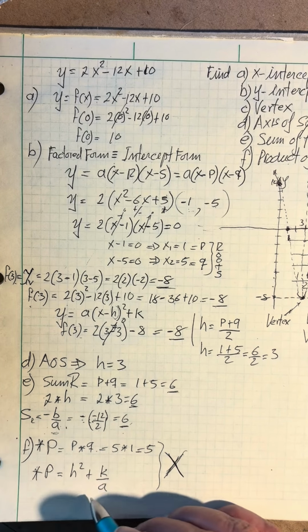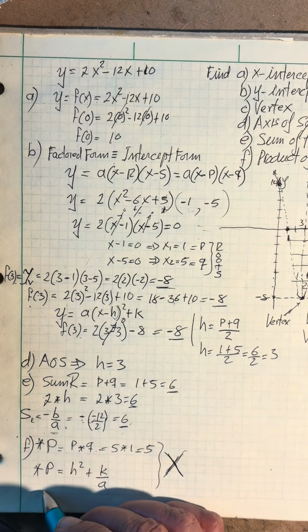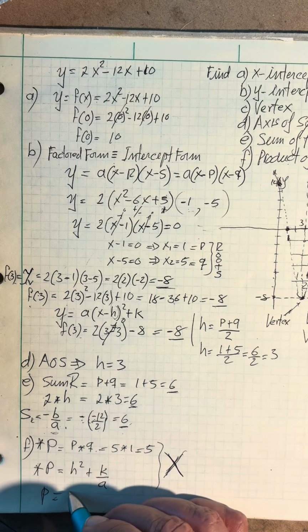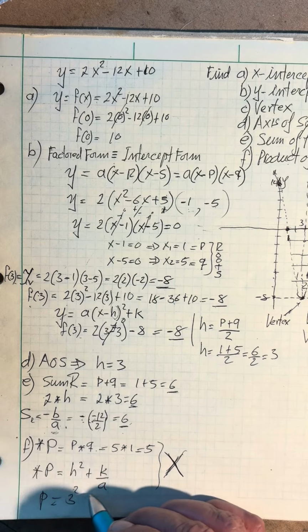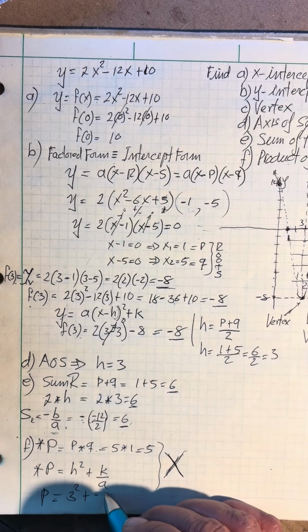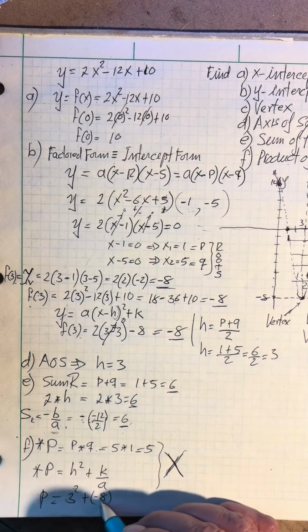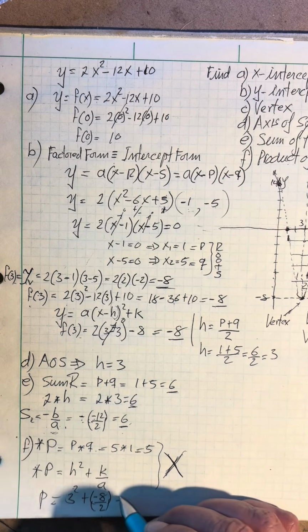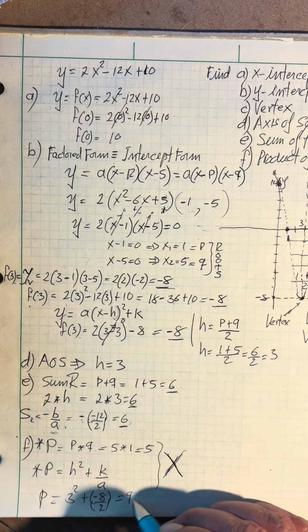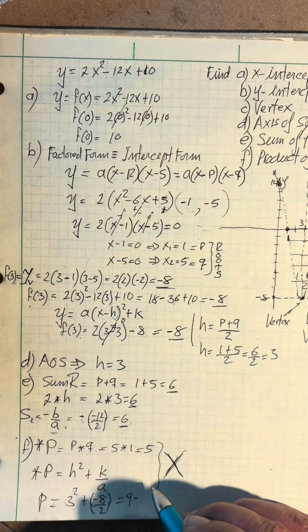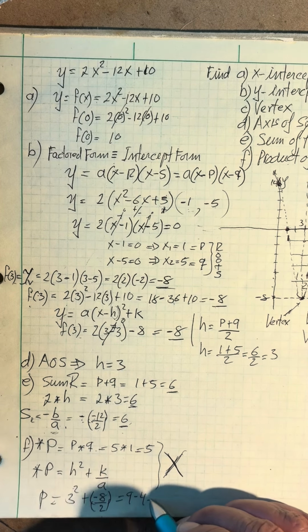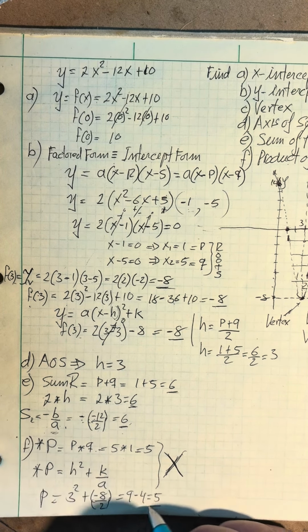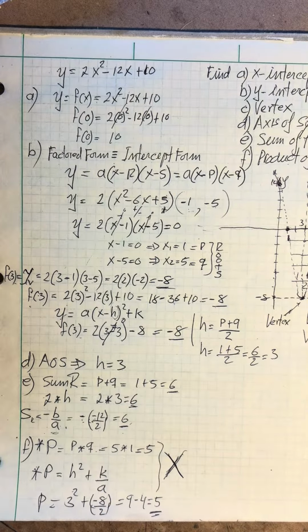Let me finish this by calculating it. So it'll be 3 squared plus minus 8 divided by 2. This is equal to 9 minus 4, which is equal to 5. Okay, that's it. That's the last question.